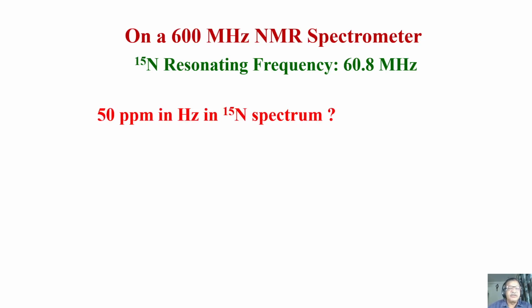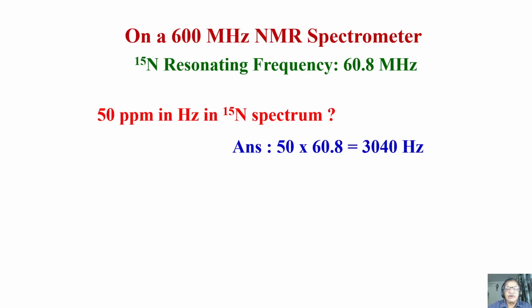Now my question is, what is 50 ppm when expressed in hertz in the 15N spectrum? So in the nitrogen 15 spectrum, what is 50 ppm on a 600 MHz spectrometer? That is my question. I am sure we have been discussing so much that all of you would be in a position to answer this. In any case, let us calculate this one.